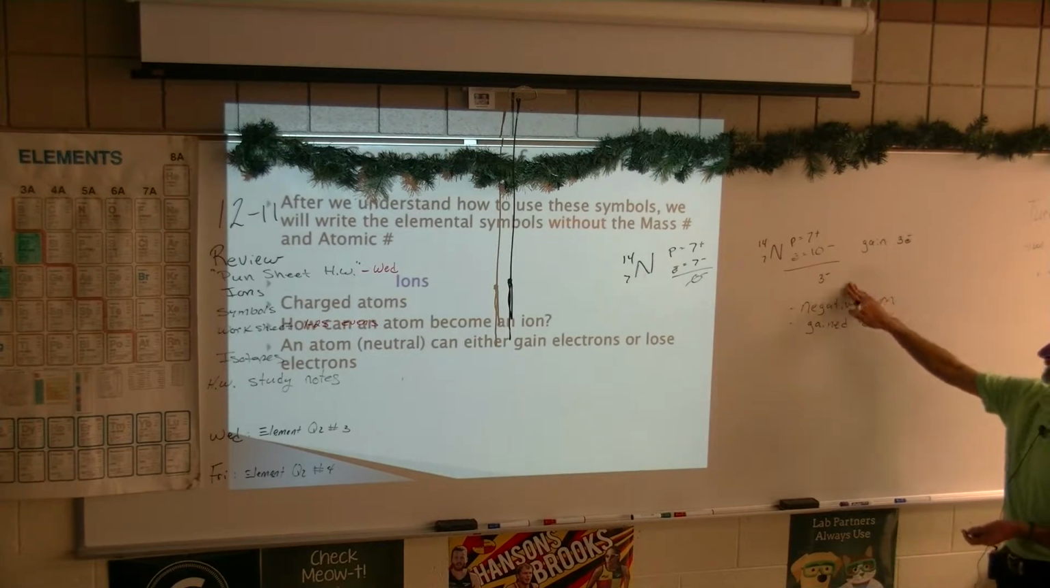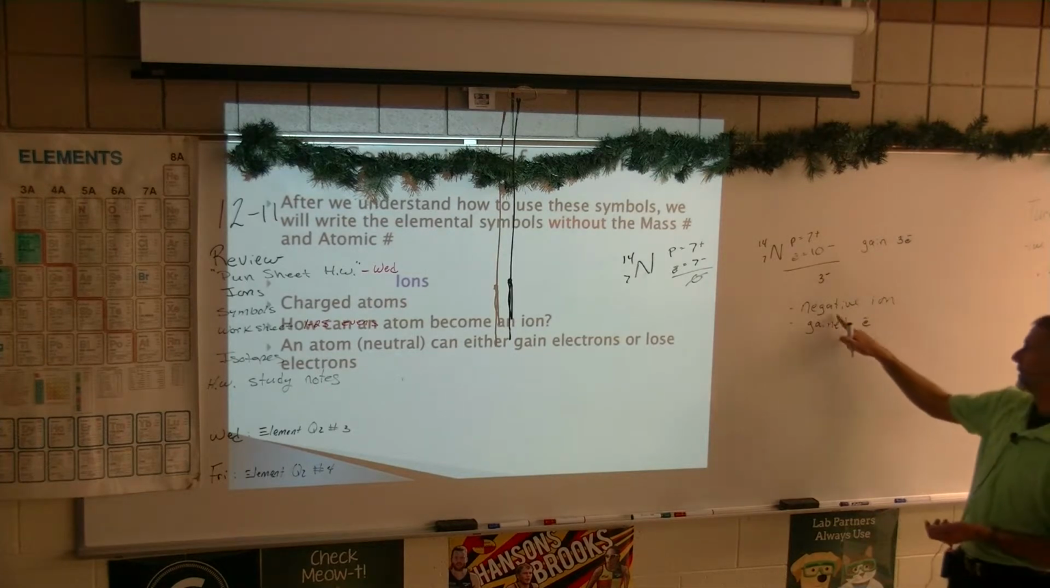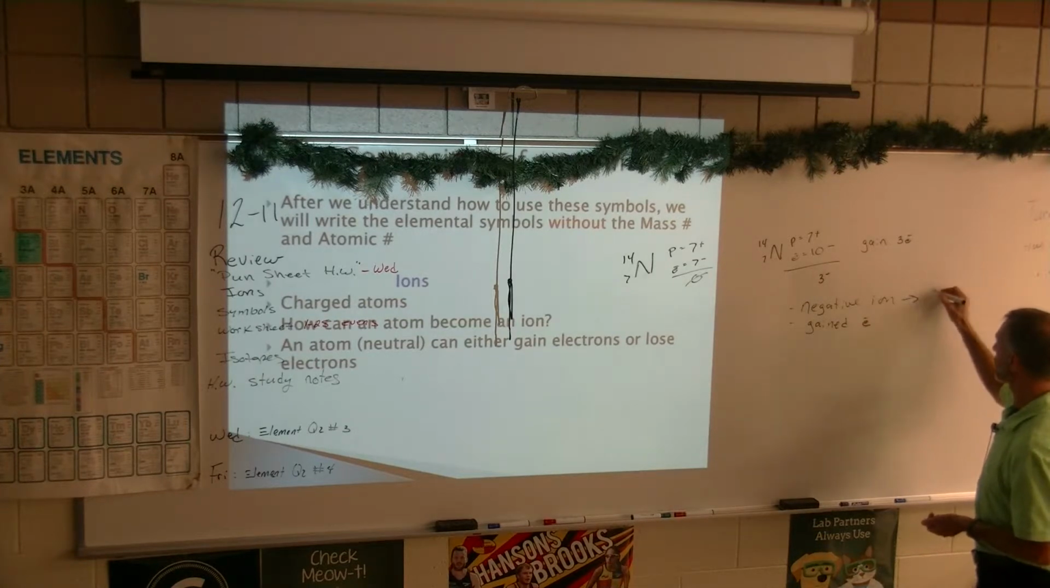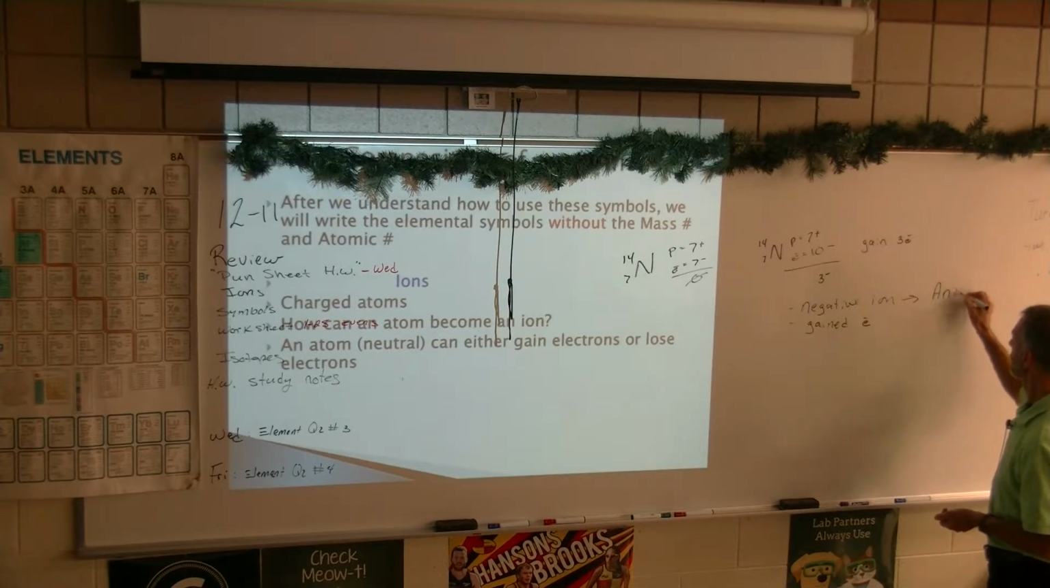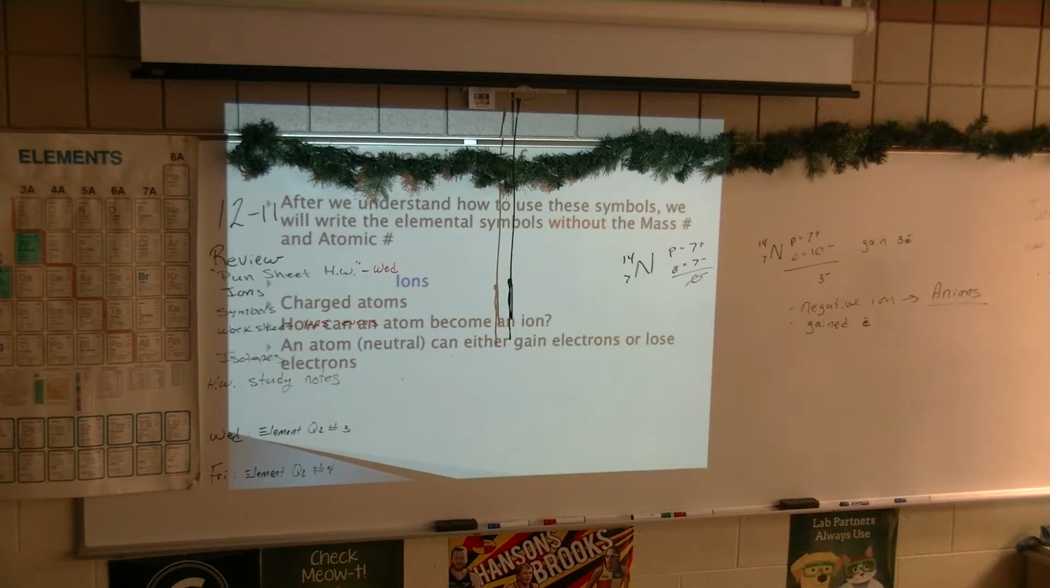Now, these ions have a special name. They're negative ions, they gain electrons, so they have a special name. We're going to call them anions. An anion is simply a negative ion. And I remember that because it's a negative ion. Okay, a negative ion.